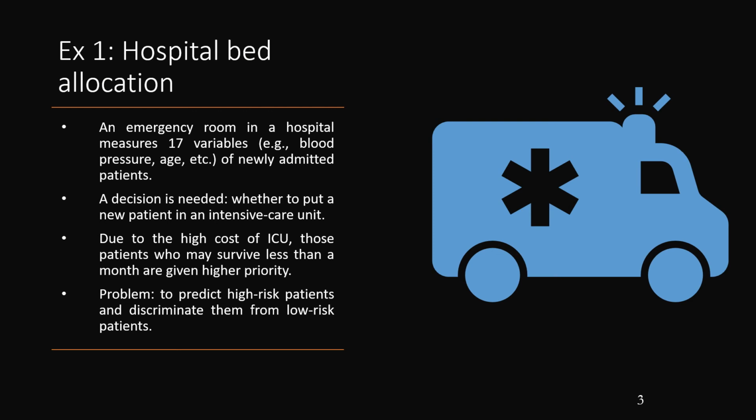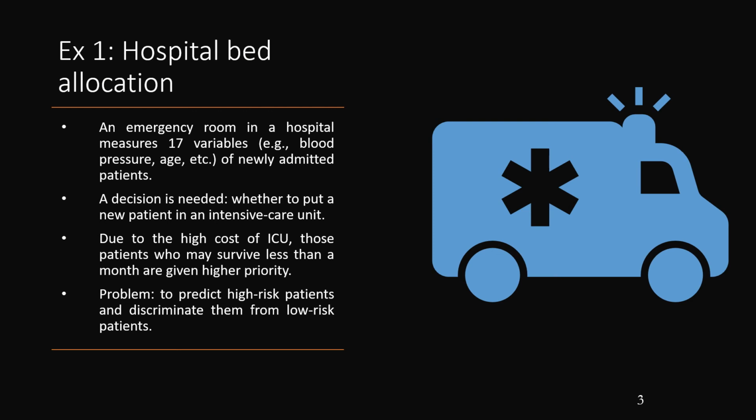Let's take this scenario. There is an emergency room in a hospital which measures 17 variables of newly admitted patients. The variables can be like blood pressure, age, gender, then kind of job. There can be many variables that can be considered, mostly medical report variables, that is, data that you can get from the medical reports.